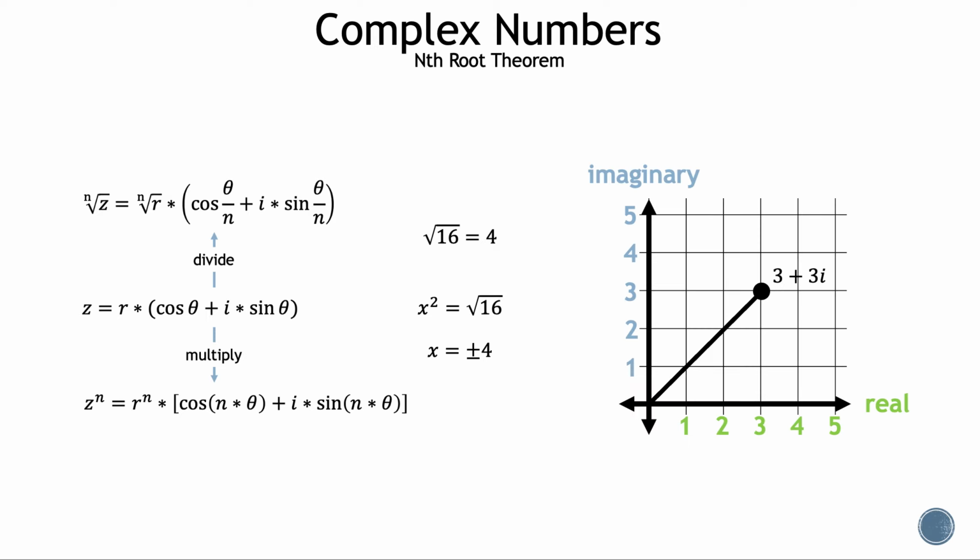Let's take a quick look at a random number, 3 plus 3i. The first argument we find is pi over 4. But that is not the only argument we could use. We could keep going by adding 2 pi. So what do you think is the next one? That's right, 9 pi over 4. And the one after that is 17 pi over 4, and so on and so forth. However, pi over 4 is the principal argument, or the main argument.